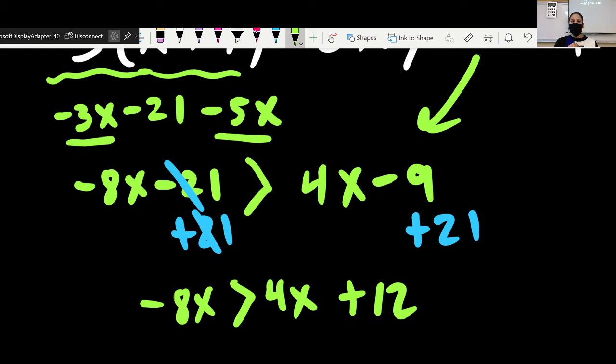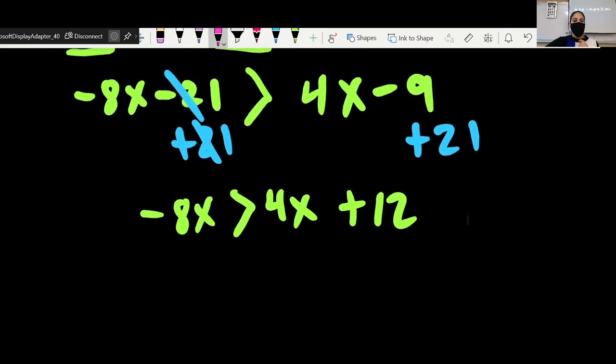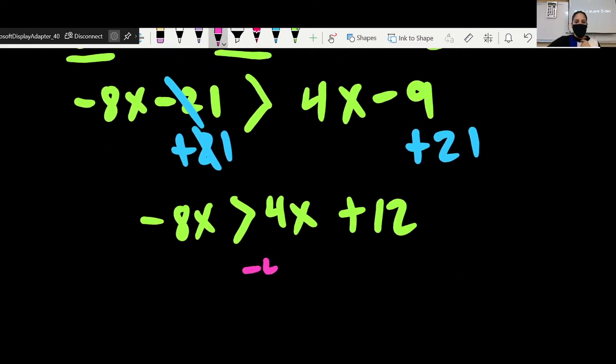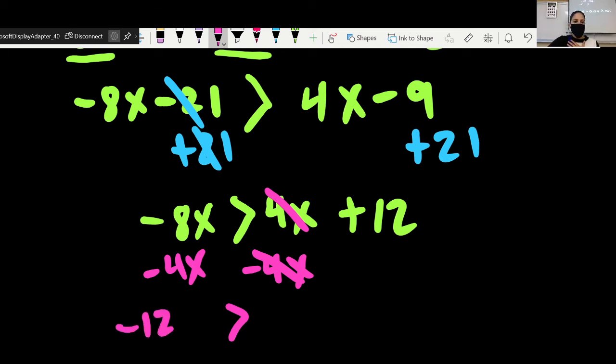Okay, we still have some other stuff to do. What would come next? What's a good next move? Subtract 4x on both sides. Sure, let's do that to get rid of this. So we have, what is negative 8x minus 4x? Negative 12x. And over here, we just had the plus 12 left. Right? Which move comes next?